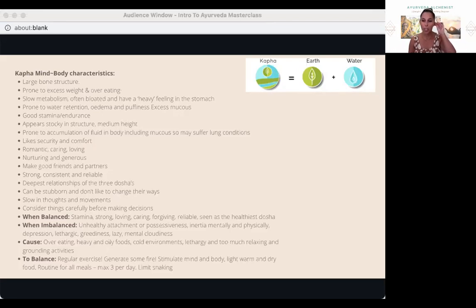They're prone to water retention, edema and puffiness and excess mucus in the body because of the earth and the water, the stickiness element. They can appear stocky in structure and have a medium height. They do have really good stamina and endurance because they have that stability. They can just keep going. So when they're balanced, when they're healthy, they're actually amazing endurance athletes. Like they can be really good athletes. They're prone to accumulation of fluid in the body, including mucus. So they may suffer a lot of lung conditions a lot of the time.